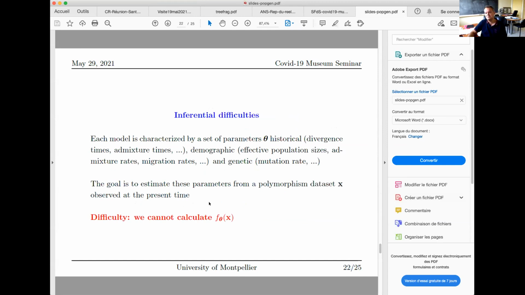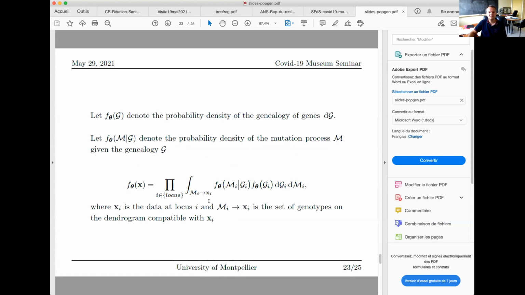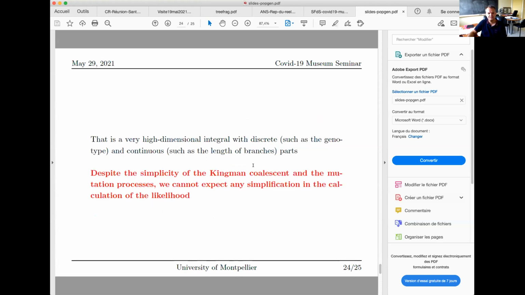And we have typically some inferential difficulties. We cannot calculate the probability of what we observe at the present time. The reason is that this probability depends on the unknown genealogy of genes. And this genealogy of genes, you cannot integrate. So you cannot use standard inferential process. You have to be more creative and use some other sort of process.